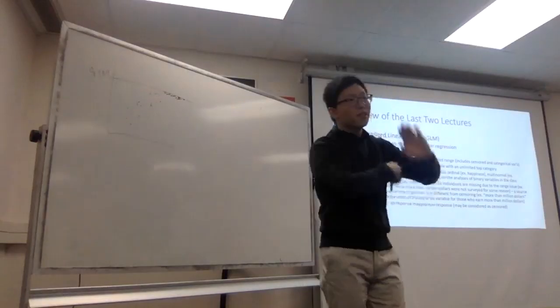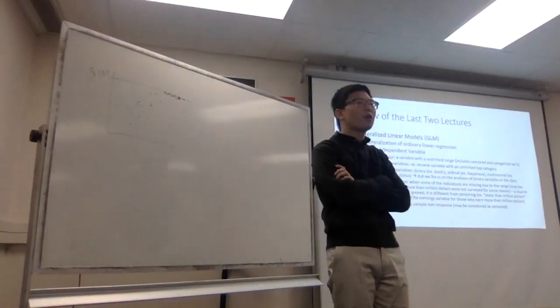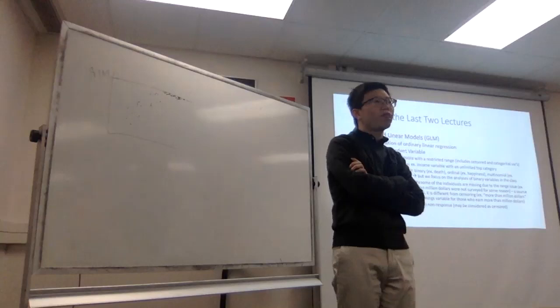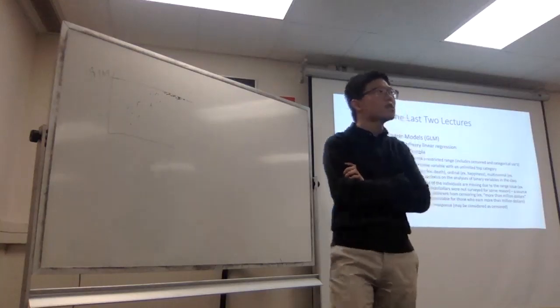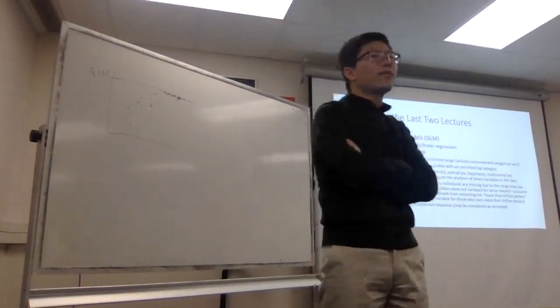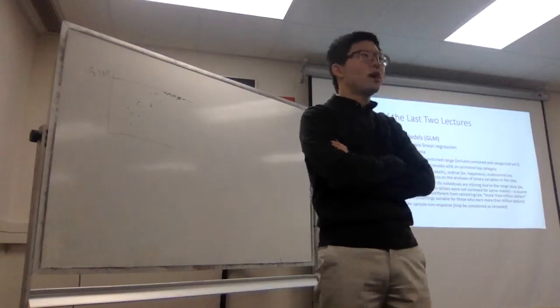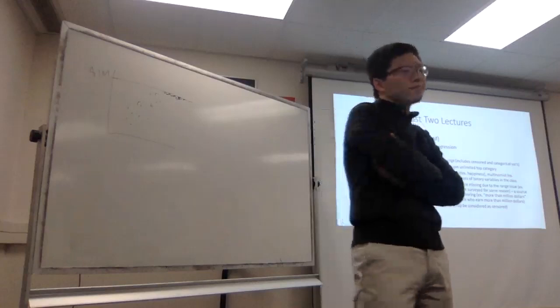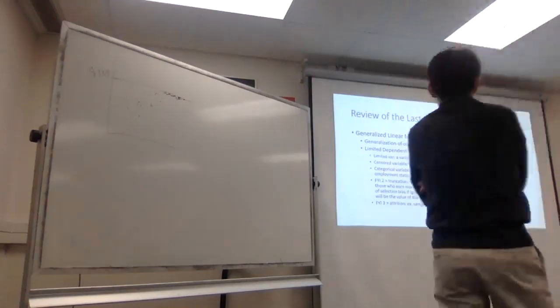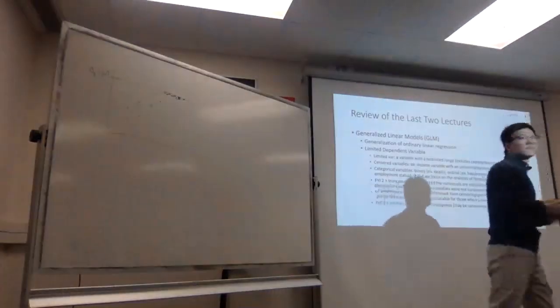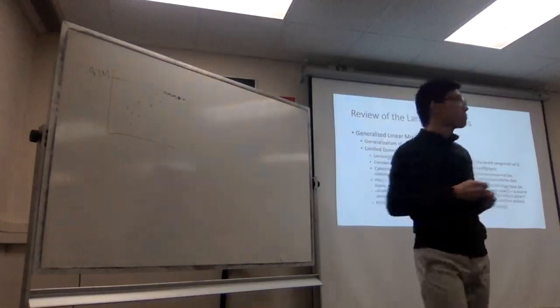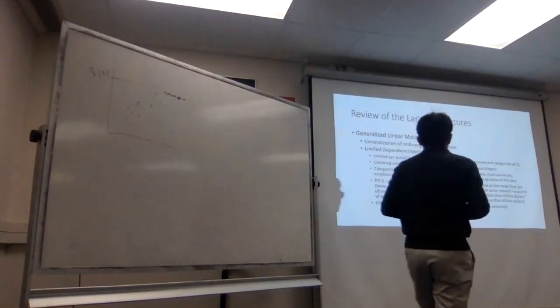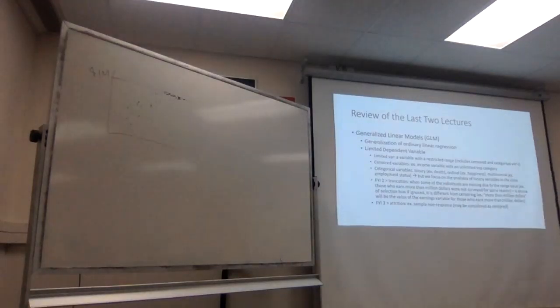So basically, if you have one question with 5 categories, such as happiness, then you should definitely use an ordinal logit model. Good. All right.